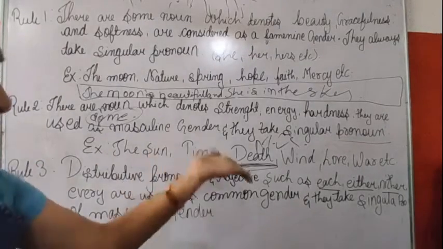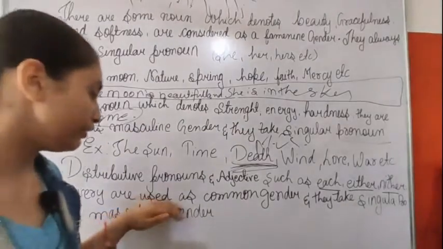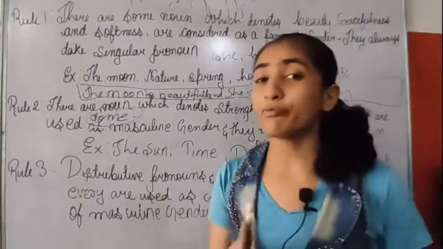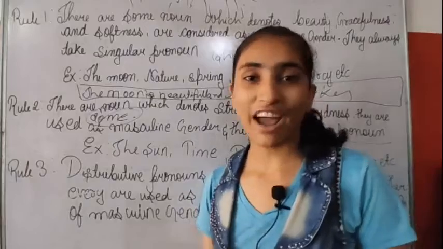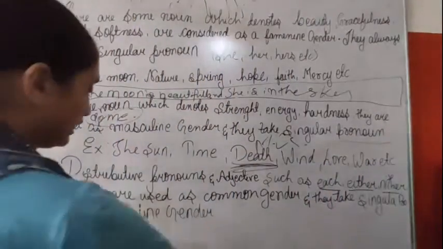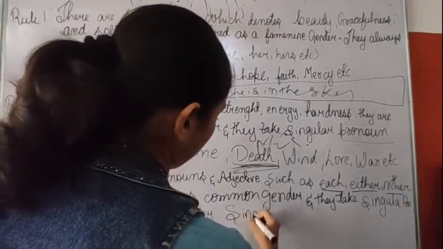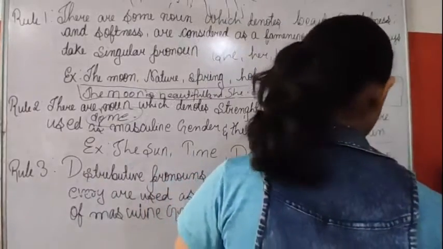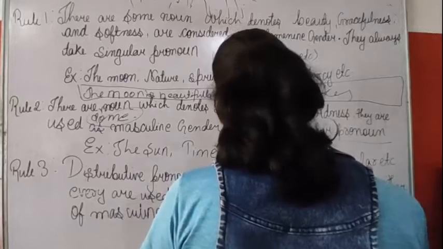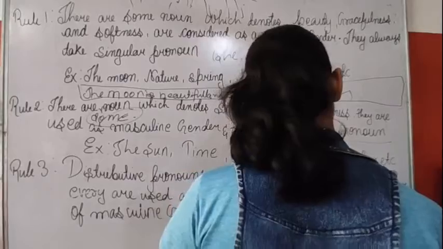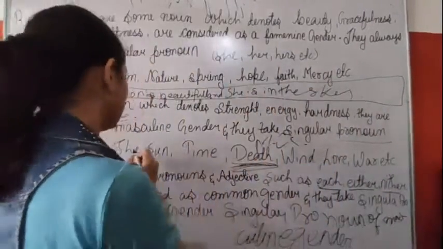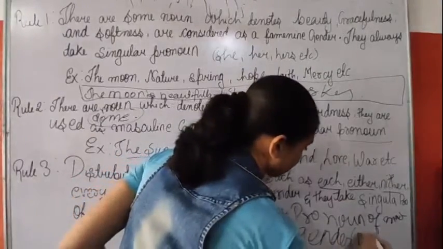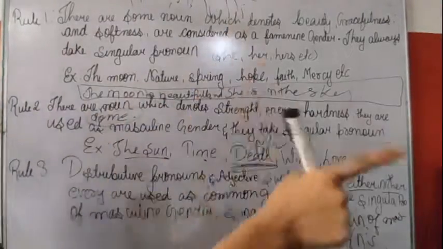For now, remember that each, either, neither, every are used as common gender, and they take a singular pronoun of masculine gender. I know that you all got vague over here, so don't worry, let me clear it out. Here I have told you all, the sun sheds his rays to the whole earth, death knows his victim. So here his is a singular pronoun of masculine gender.